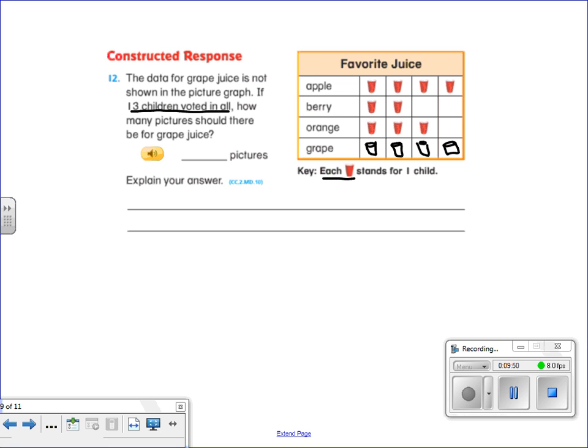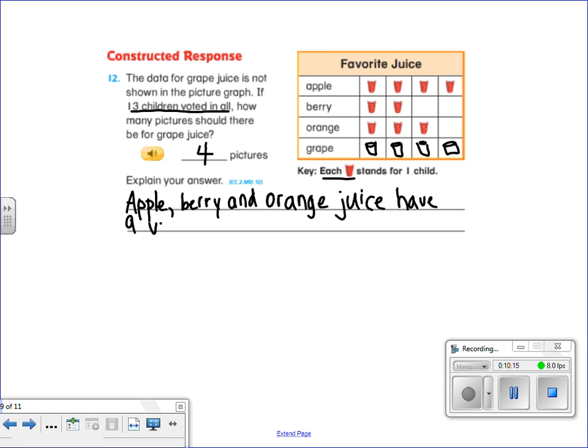So 4 children chose grape. And you know, because like Elizabeth said, apple, berry and orange juice have 9 votes. So grape has 4 votes to equal 13.